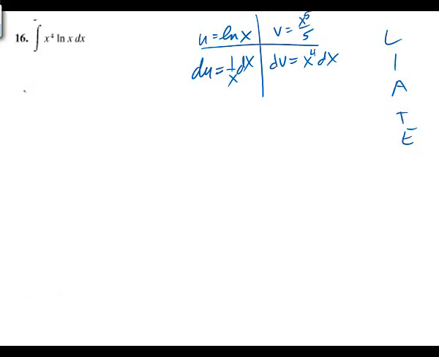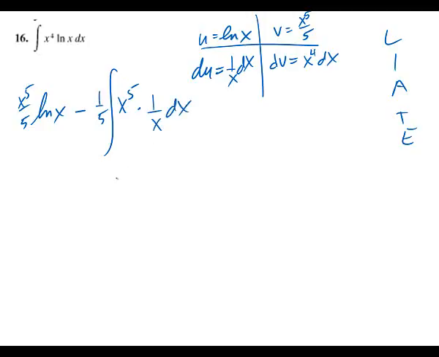All right, so we've got to go uv. What's your u? Good. Your v? Good. Minus the integral of v, which is the x to the 5th. I'm going to go ahead and put the 1/5 out in front. So that's your v. And then du is... Good.